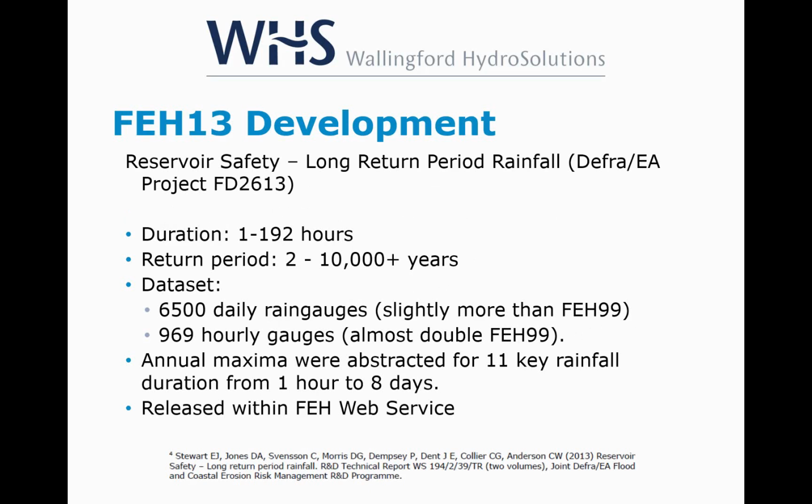So a project was started to look at these long return period rainfalls, and this eventually resulted in the development of the FEH13 rainfall model. They looked at durations from 1 to 192 hours and return periods from 2 to 10,000-plus years, and they used a dataset which consisted of 6,500 daily rain gauges and almost 1,000 hourly gauges, which is almost double what was used for the FEH99. The annual maxima were abstracted for 11 key rainfall durations from 1 hour to 8 days, and it was released within the FEH Webservice. And we can see the reference to the original DEFRA report at the bottom.